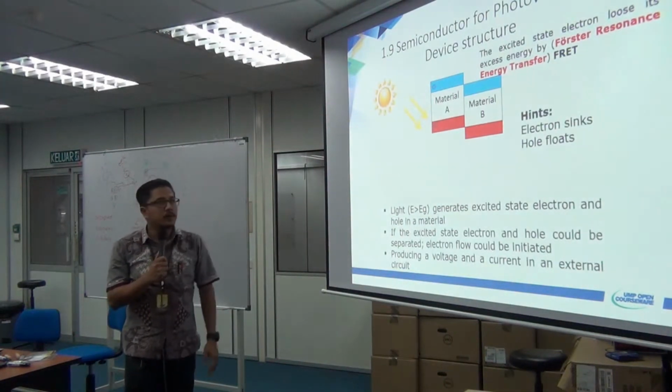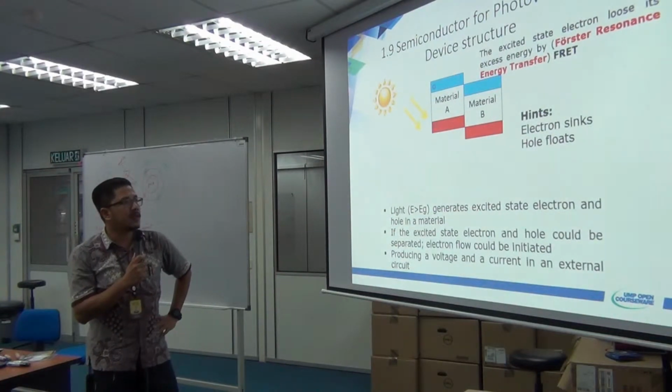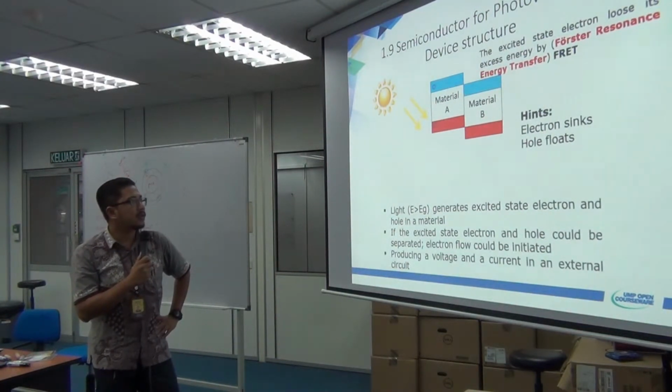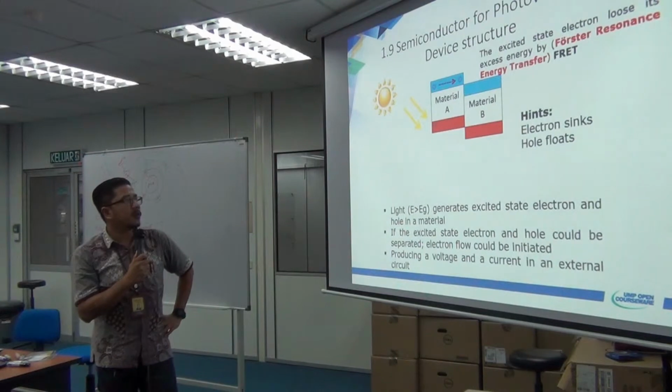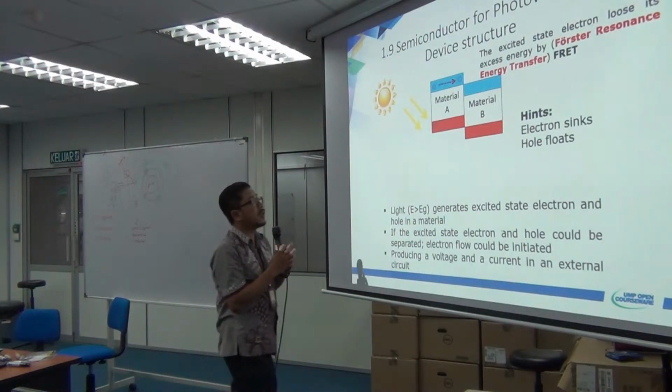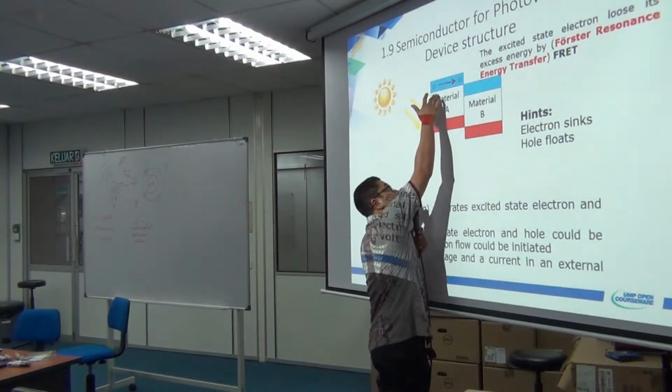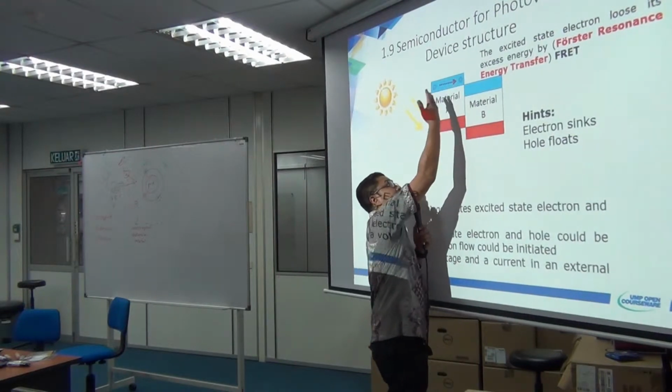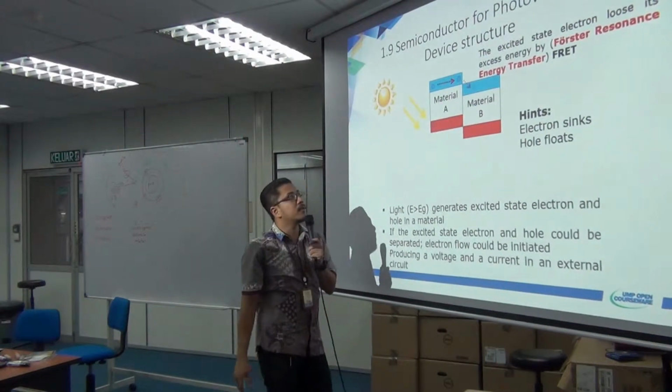I already gave you the hints: electron sinks, hole floats. So this is how the injection happened. The electron could be diffused to the edges of material A, then injected to material B.